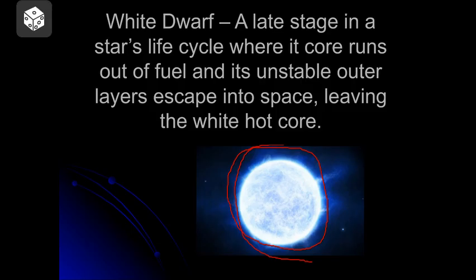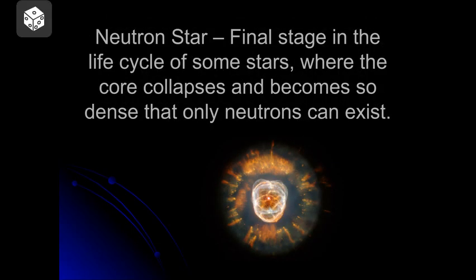Following that, and it may be a white dwarf for several million years, it'll continue to burn whatever's left, whatever heavy elements, the irons, the magnesiums it has left. At this point, it's going to be considered a neutron star. Final stage in the life cycle of some stars, when the core collapses and becomes so dense that only neutrons can exist. Neutron stars are about the size of a city, which isn't very big. They're burning really hot, but again, they are not bright at all.